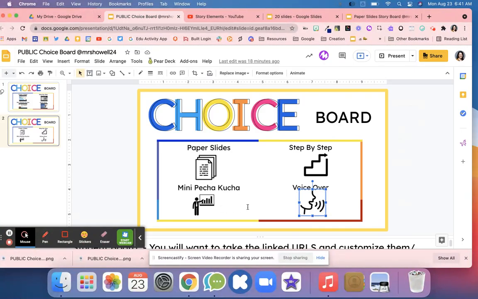So again, those are the 4 different ideas. We've got paper slides, step by step, or mini Pecha Kucha, or you could choose a voiceover.